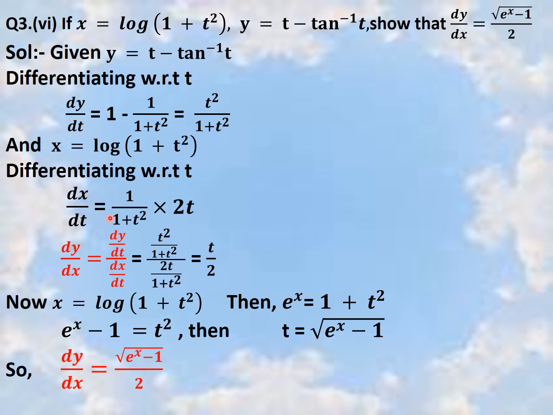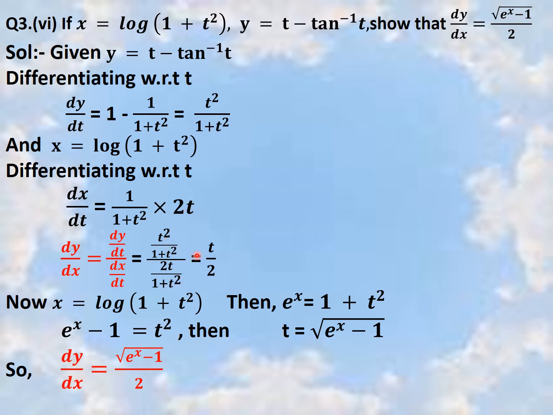dx upon dt is equal to, first we will differentiate log of 1 plus t square, then it will be 1 by 1 plus t square into derivative of this bracket part, that is derivative of 1 is 0, derivative of t square with respect to t is 2t. So dy by dx is equal to dy by dt upon dx by dt. Substitute the functions. dy by dt is t square by 1 plus t square upon dx by dt is 2t upon 1 plus t square.